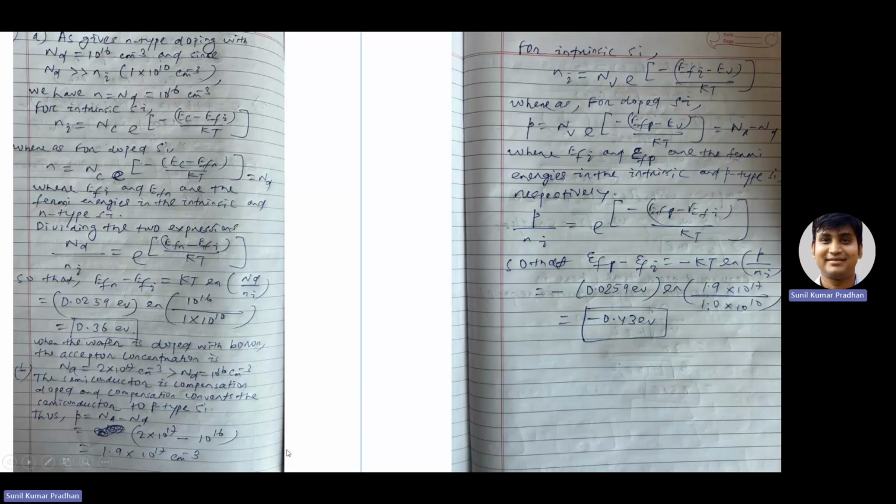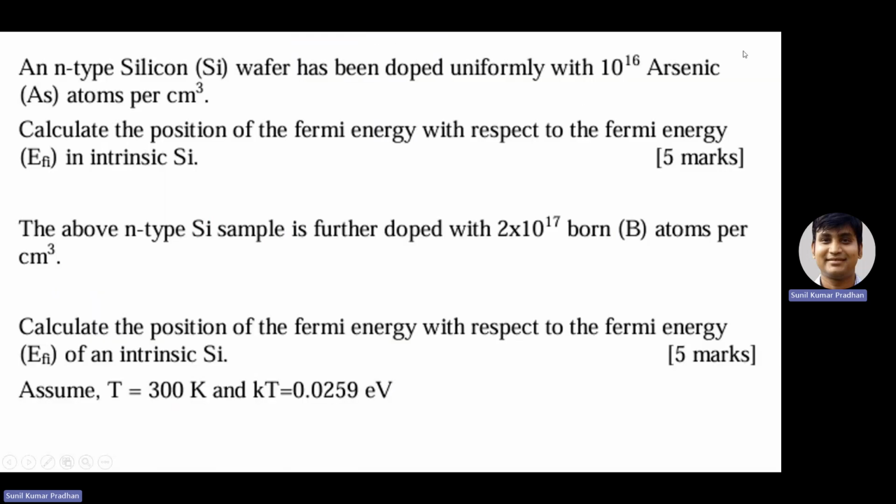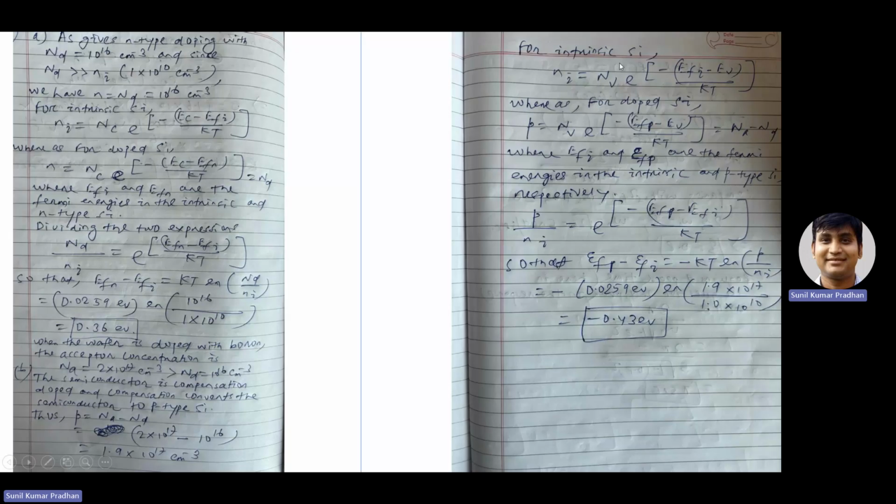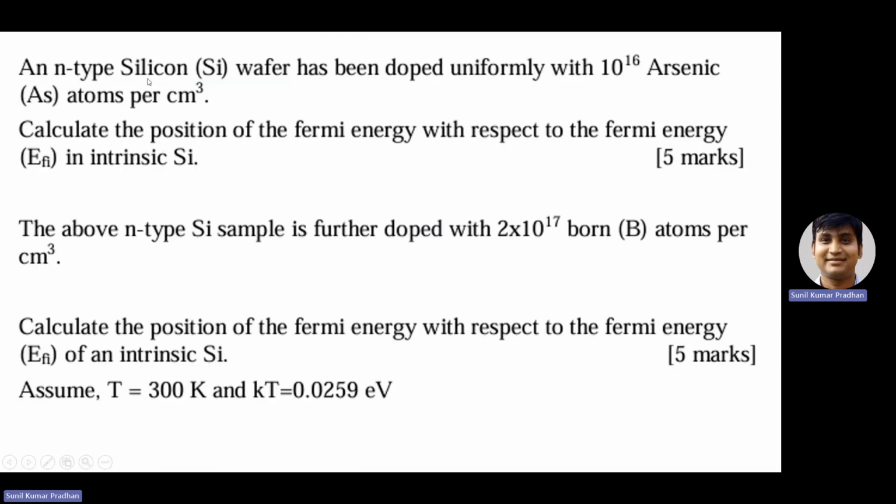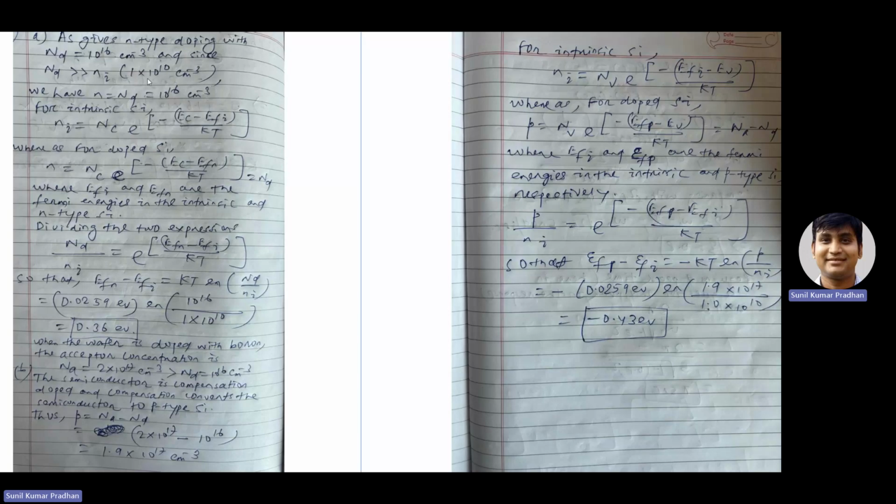So how can we do it? Arsenic basically gives N-type doping. The donor impurity concentration is already given as 10^16 per centimeter cube. This donor concentration is much greater than the intrinsic concentration, because the intrinsic concentration of silicon is 1.5×10^10 per centimeter cube.